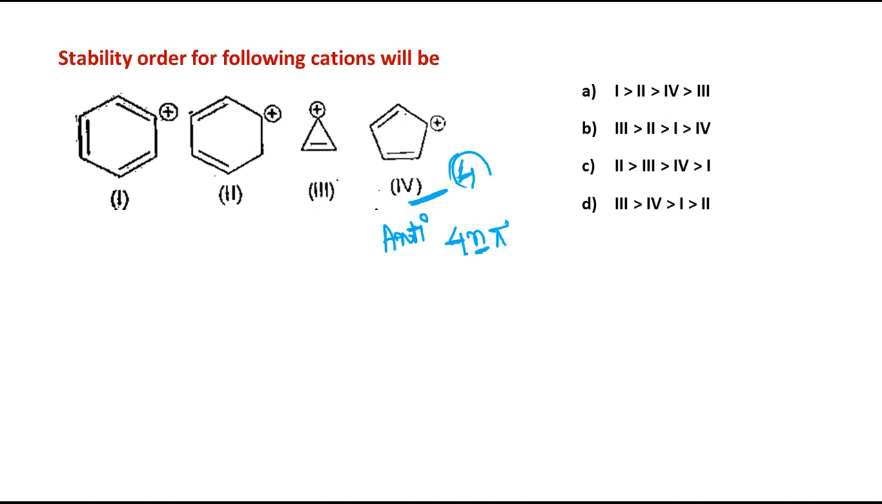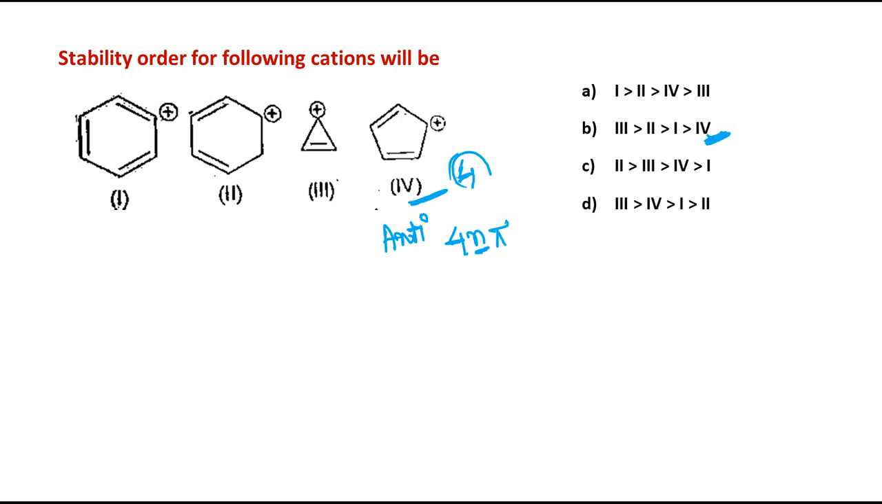So that is why, if you confirm that this carbocation is anti-aromatic, you can place it in the least position. Okay, so 4 will have minimum stability, because we have to find the stability order, and 4 as minimum stability is present only in option B. So if you are in a hurry and you have to choose the correct option, you can easily choose option B, and you don't have to look at the other carbocations.